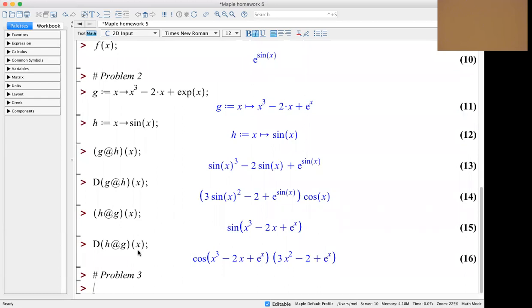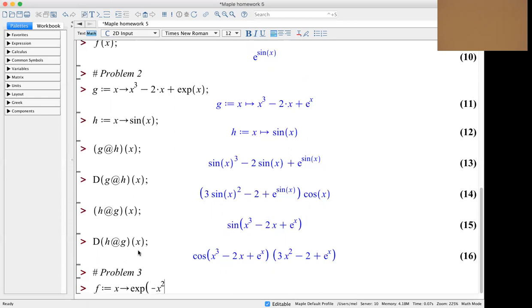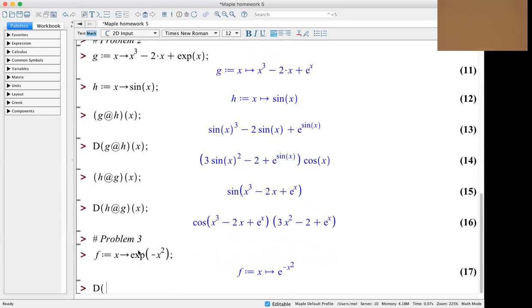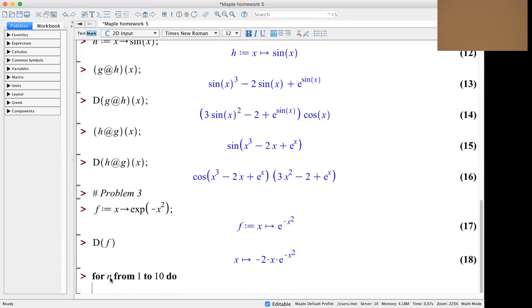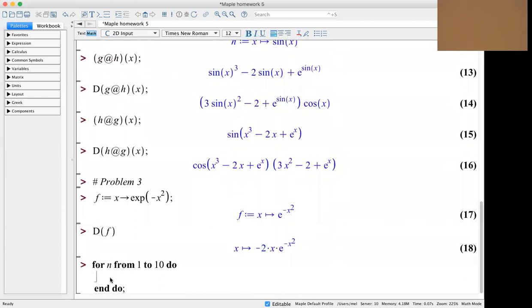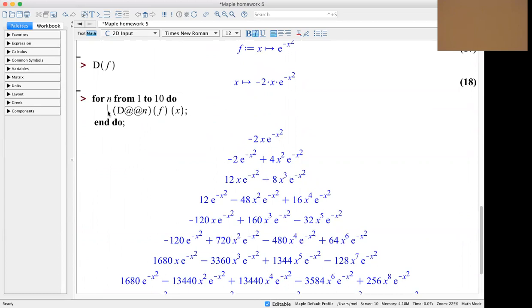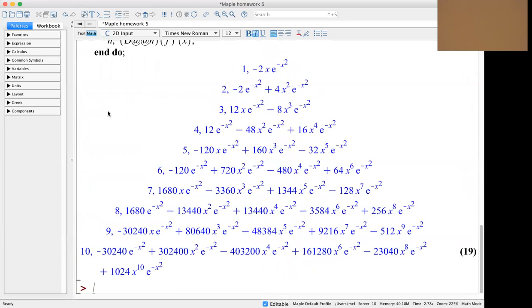Problem 3, we have a function, I'll call it f, x goes to exp of minus x squared. So the derivative of f is that. But we actually want the first 10 derivatives. And instead of writing them all out, or writing the commands one by one, I'll make a loop. For n from 1 to 10 do, and what I want is D at n of f of x. Here are the n derivatives. If I prefix this with an n so I know which one is which, this is the first, this is the seventh, and so forth. These are the n derivatives.